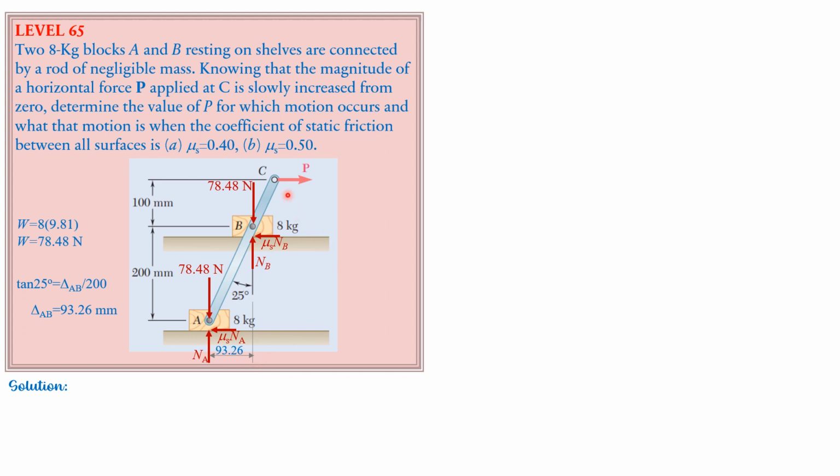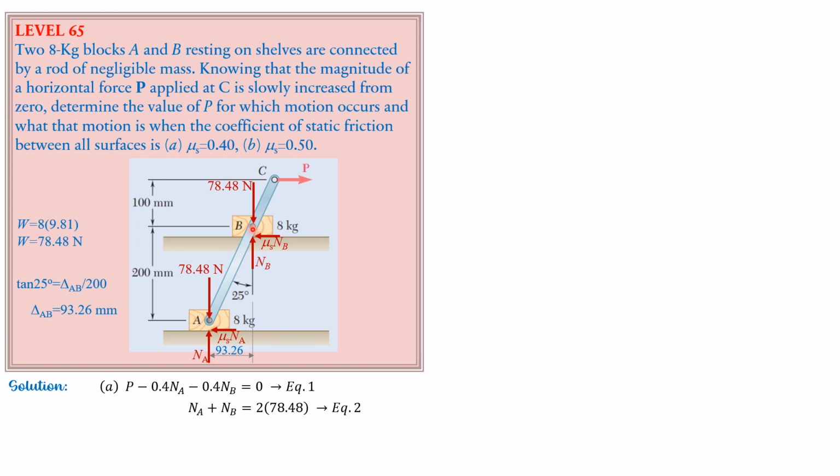Then for the equilibrium equation, summation of horizontal forces equals 0. So P minus mu sub s NA, which is 0.4 of NA, minus 0.4 of NB equals 0. So that's the first equation. Call that equation 1. Then summation of normal or vertical forces equals 0. NA plus NB equals 2 times 78.48. Call that equation 2.